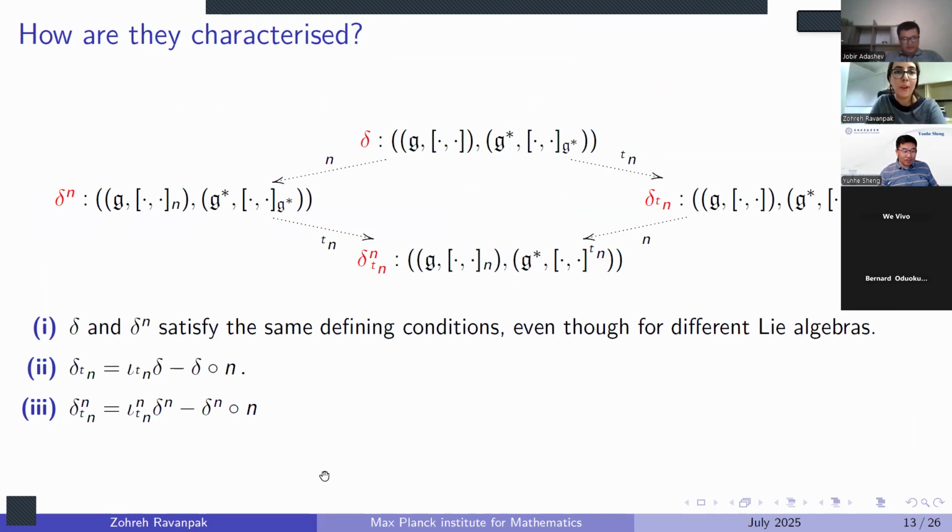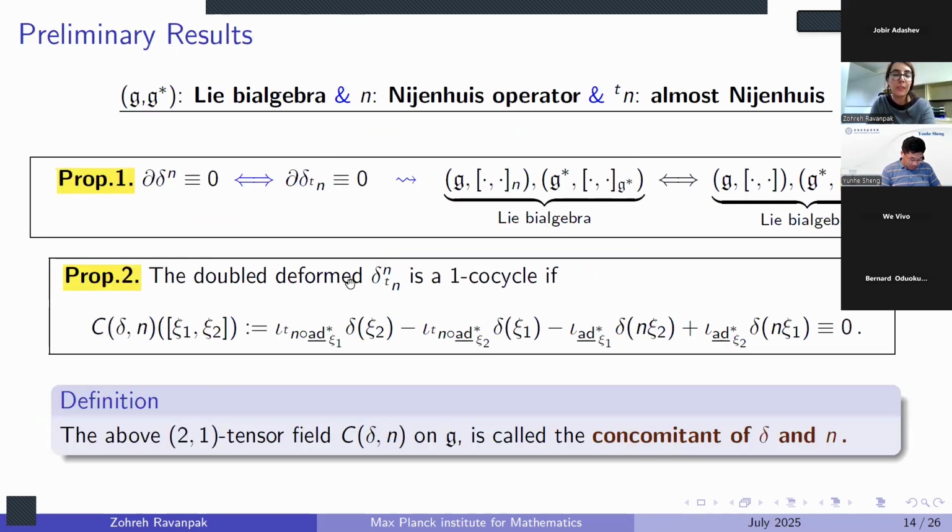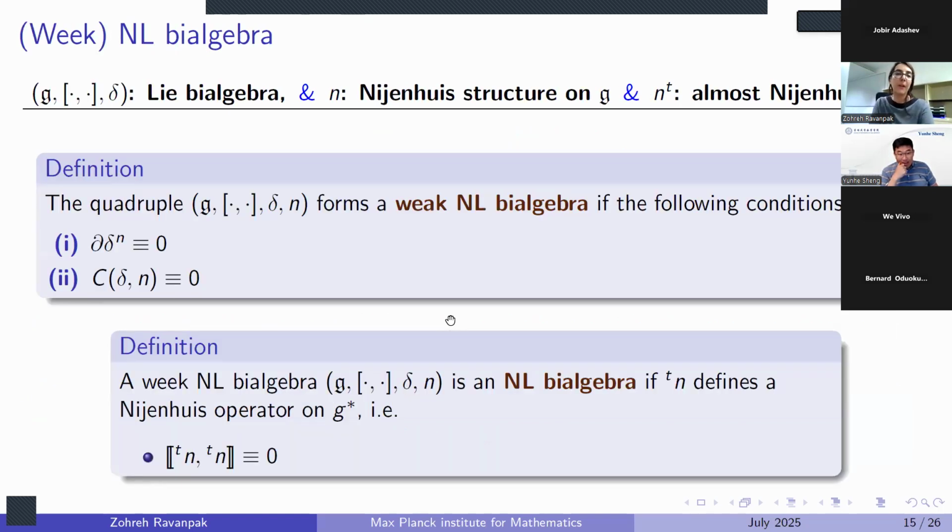I don't touch it anymore. So, let's go back to the diagram. We want all these pairs of Lie algebras to form Lie bialgebras. I say that the right-hand side is a Lie bialgebra provided the other side is. In the double deformed case, we define the concomitant of delta. If the concomitant vanishes, we assure that the double deformed cochain is a one-cocycle. So now we can define our desired structures.